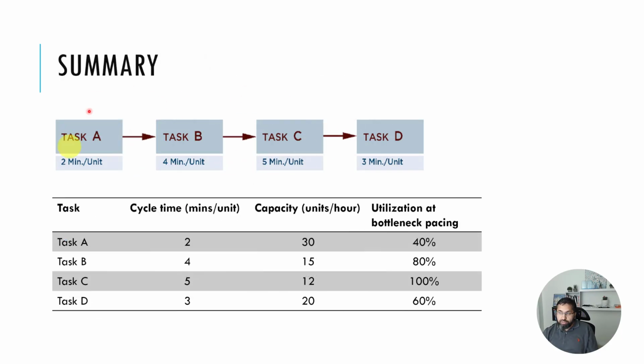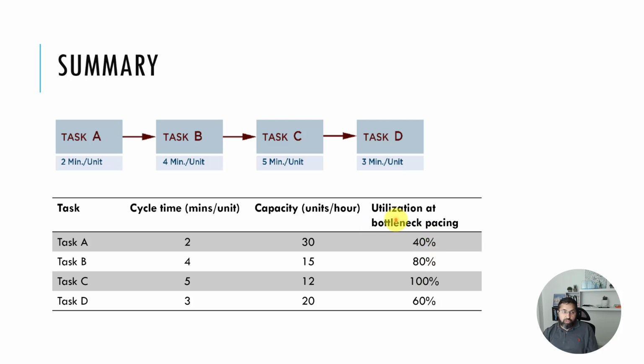So to summarize, for this process, for each task, we have the cycle time written down. We convert the cycle time to capacity. 60 over 2 is 30, 60 over 4 is 15, like that. And then utilization at bottleneck pacing, which is the pace of 12 units per hour, the bottleneck speed of the bottleneck task. At that pacing, this will be the utilization. Obviously, if demand is lower than 12 units per hour, then you'll use demand, and the utilization of all of them will be even lower, right? But at bottleneck pacing, this is the utilization you'll calculate.